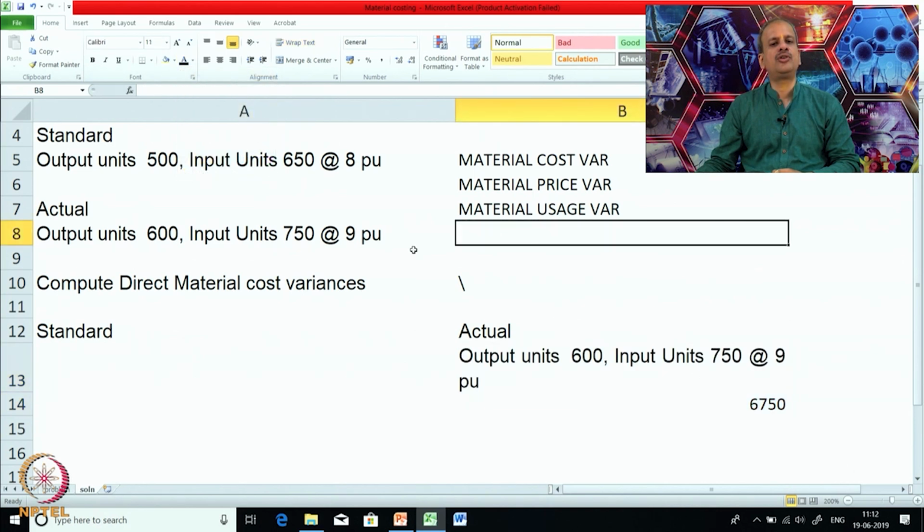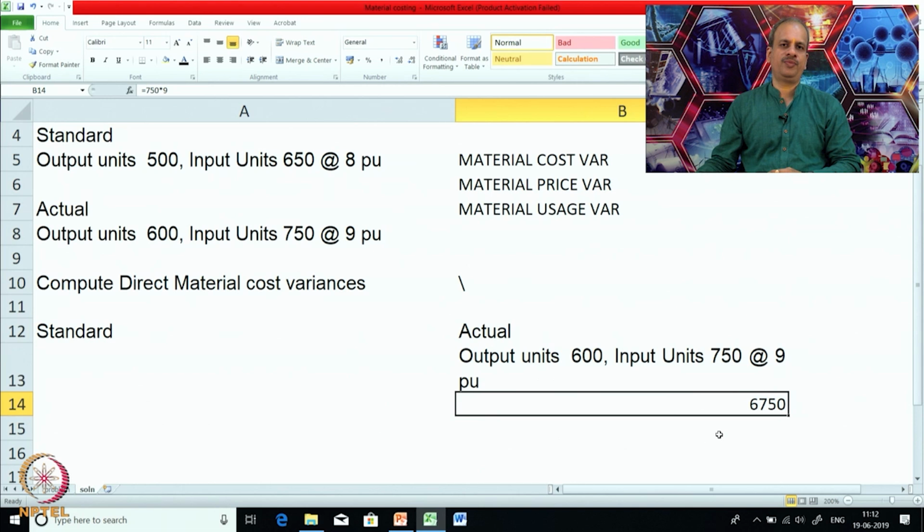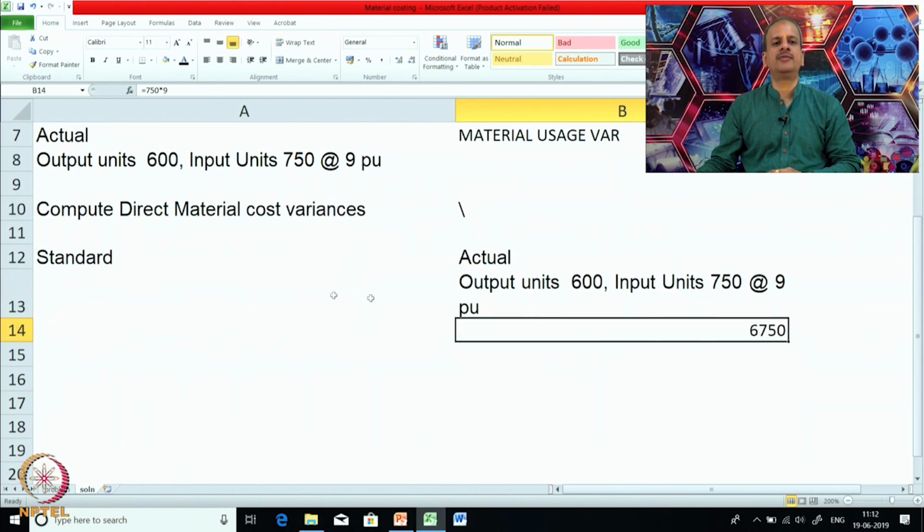Actual is very simple to write. Output is 600, input is 750 at 9. So, 750 into 9, the actual input cost will be 6750. I think everybody would have got.